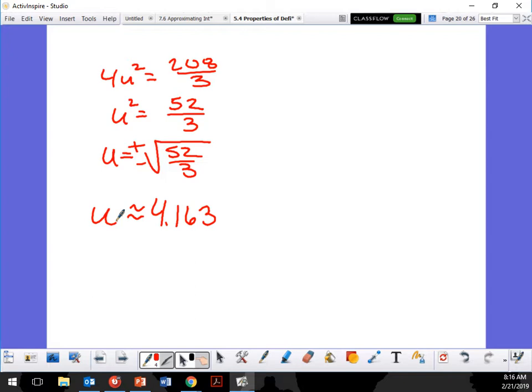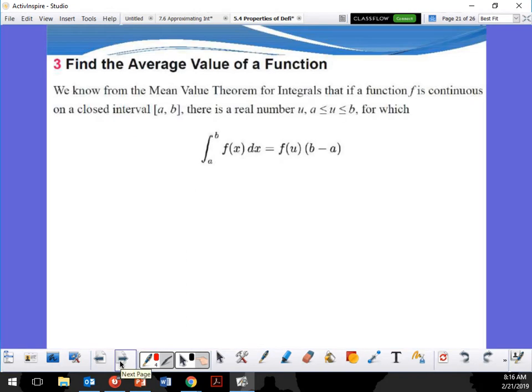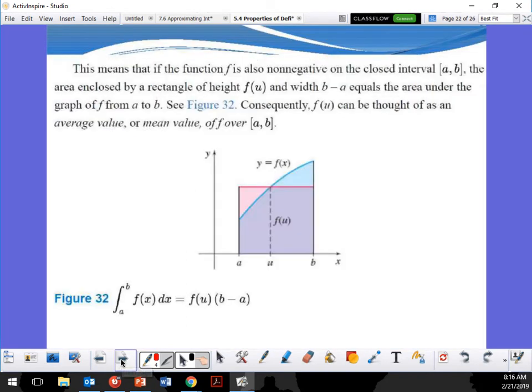So this was the value. Yesterday or Tuesday when we did this, it was like 2 point something because I messed up and I had a 1/4 in there somewhere, which messed up my whole thing. Okay. All right. Next one. Average value. So for this one right here, my f of u, my u value, which I found right here, should have been that, right? Okay, that's what I was looking for there.